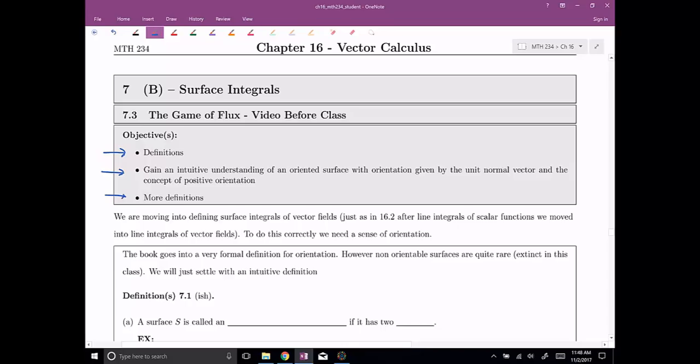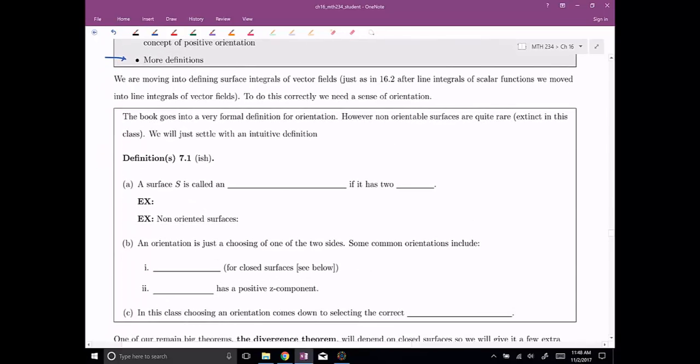The claim is this section kind of models what we did in 16.2. Originally, we did line integrals for scalar functions, and then we moved into line integrals of vector fields. So we're going to do the same thing here. We did surface integrals over scalar functions, and now we're going to do surface integrals over vector fields. Okay, so to get started, we need a few definitions here.